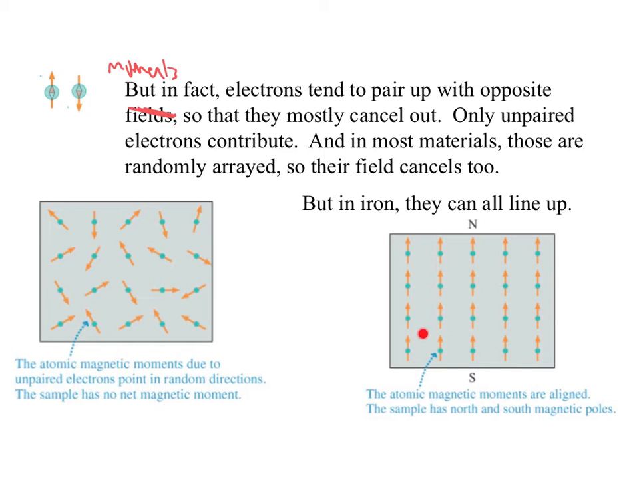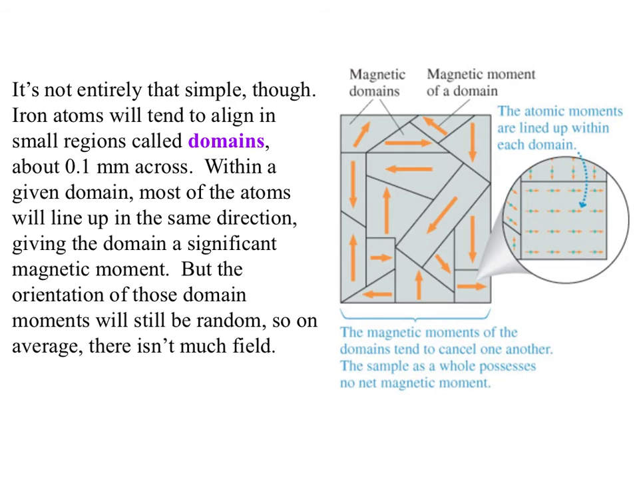But in iron, it can turn out that they all end up lining up together, that they reinforce and pull things to be aligned. This gives the block of iron its own magnetic moment, which is also aligned and has been amplified by those. Still, it's not entirely that simple either. Iron atoms will tend to align in small regions which are called domains. They're about 1/10 of a millimeter across. Within a given domain, most of the atoms will line up in the same direction, and that gives the domain a significant magnetic moment. But the orientation of the domains are still kind of random, so on average there still isn't much field. And we see that illustrated over here.